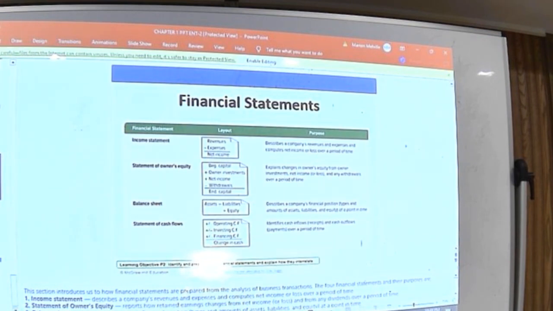So you start by recording the increases and the decreases in cash. And these are classified as operating increases and decreases, investing increases and decreases in cash, and financing increases and decreases in cash. We combine them to show the change in cash.